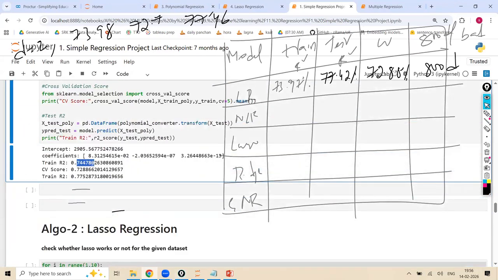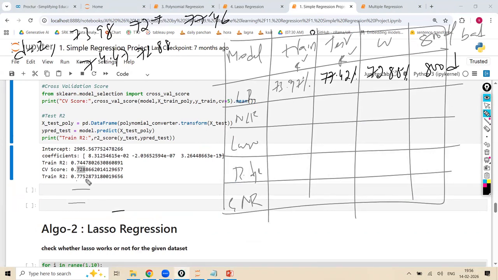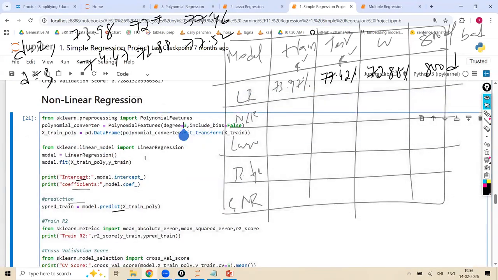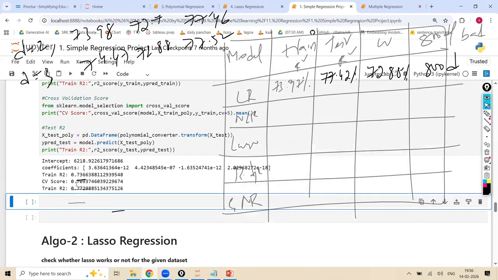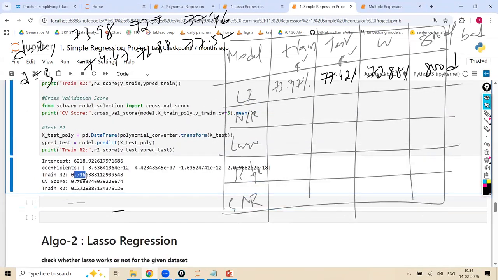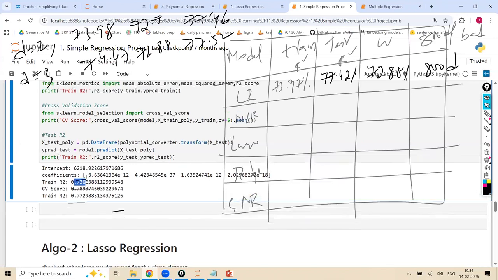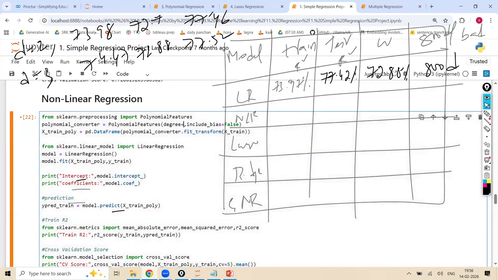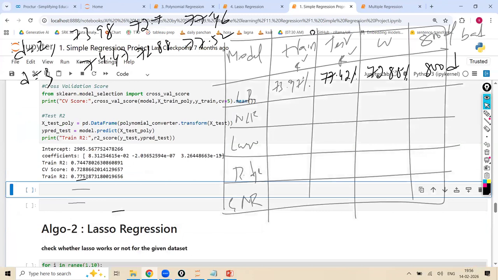For degree of 3: 74.47, 72.88, and 77.52. This is for degree of 3. Now for degree of 4: 73.66. Suddenly the train R square dropped. Now I told you, whenever the train R square drops, you should not increase the degree further. Now which degree is the best one for you? 3 is the best one. We should not go with 4.